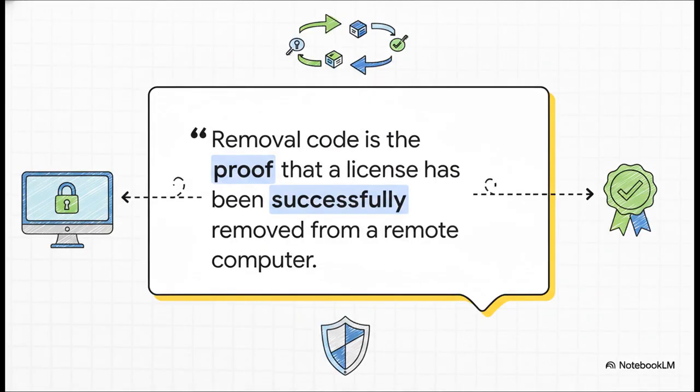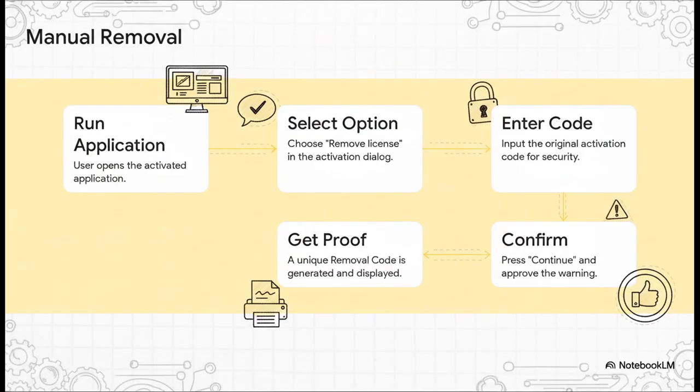The whole security of this process really comes down to the removal code. When a user deactivates, the system spits out this unique code. This code is your verifiable proof, your golden ticket, really, that the license on that old machine is officially gone. Only then can you confidently issue a new license for another computer. And from your user's point of view, this whole thing is super straightforward. It's just a simple, guided process right inside the activation dialog they're already familiar with.